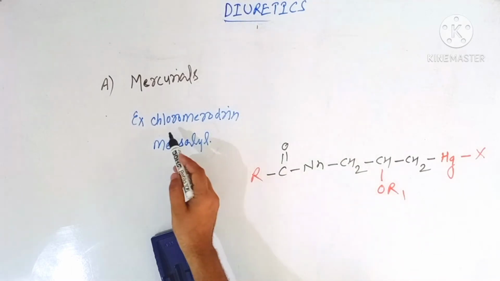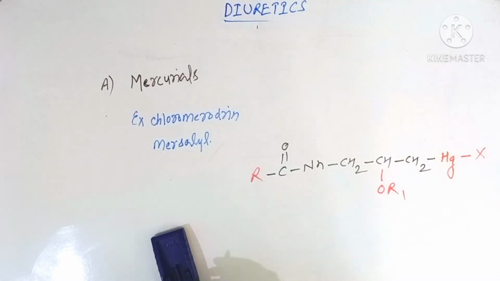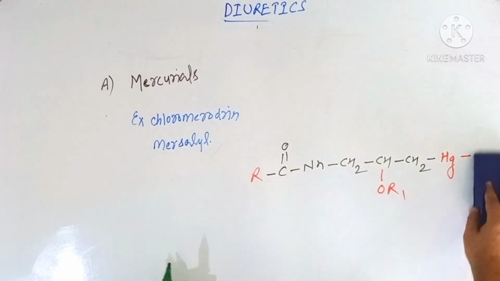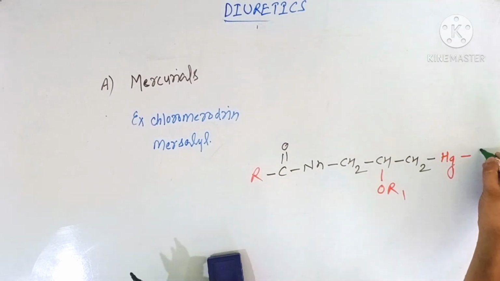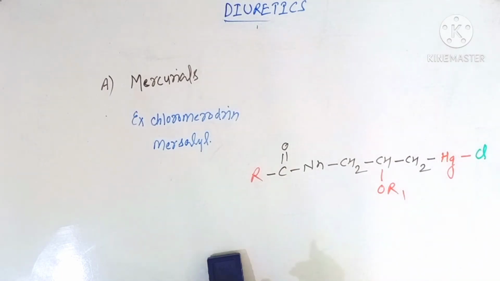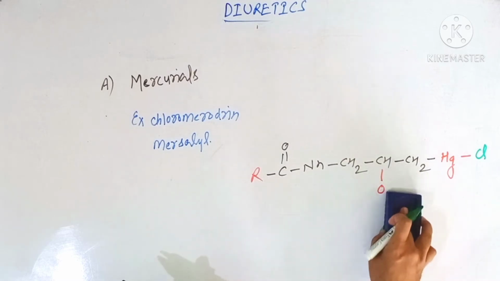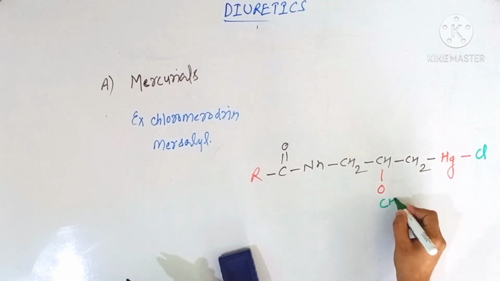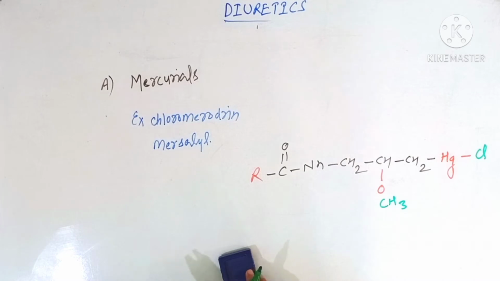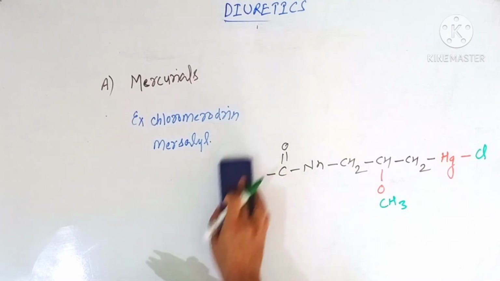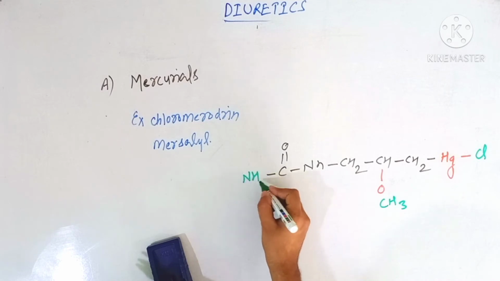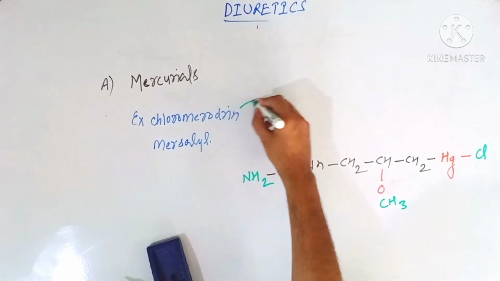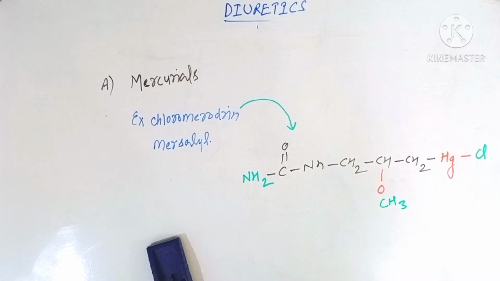First we will see the structure of chloromerodrin. So where are the changes in chloromerodrin? Here in place of X there is a chlorine atom, and at R1 it has CH3, and at this R functionality it has an amine moiety. So this is the structure of chloromerodrin.